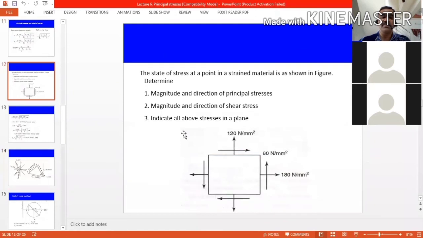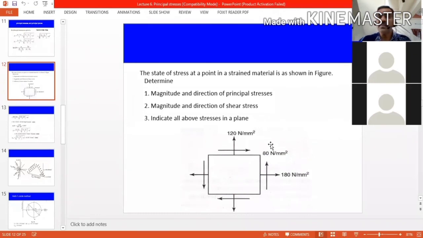This is a system of forces. System of forces are acting. See, this is a point. At that point, there is a sigma x, that is, sigma x is 180 Newton per millimeter square. Sigma y is 120 Newton per millimeter square. And shear stress is 80 Newton per millimeter square.